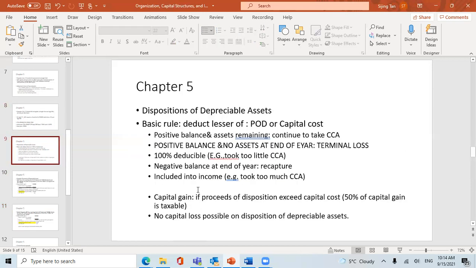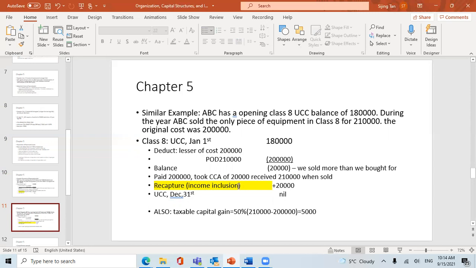Same thing as the rules. If there's a negative balance at the end of the year, we recapture this CCA. So we recapture this $20,000 and add it back into our income statements. Okay, so we leave our UCC December as nil.